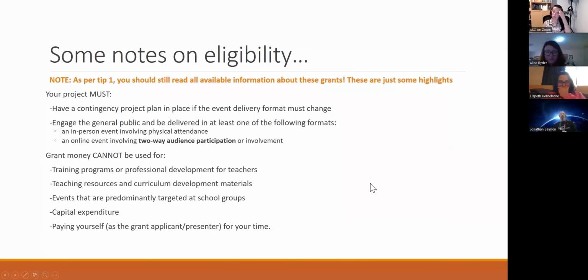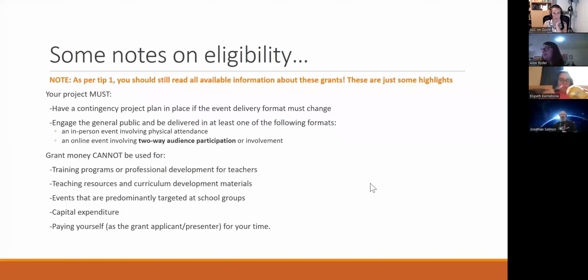There's a few important notes about eligibility. Again, read the instructions, please, because this is not all of the things that are important for eligibility, but these are a few things that when I've assessed the grants, I've seen people get tripped up on. So a few things that I think are worth calling out. In order to apply for these grants, you have to now, because of COVID, have a contingency plan in case the event delivery format has to change. So you need to put the time into coming up with a plan for what would I do if I couldn't do my event in real life.